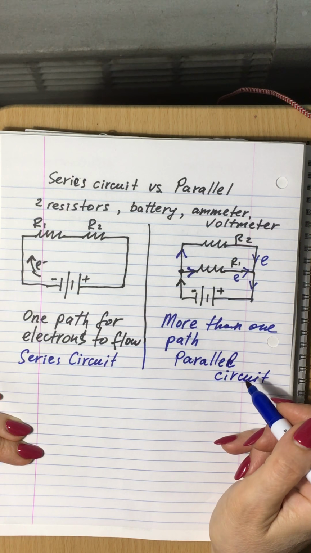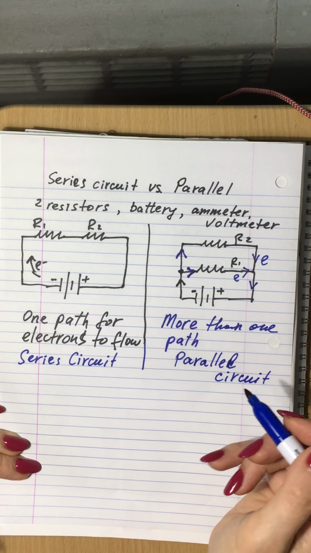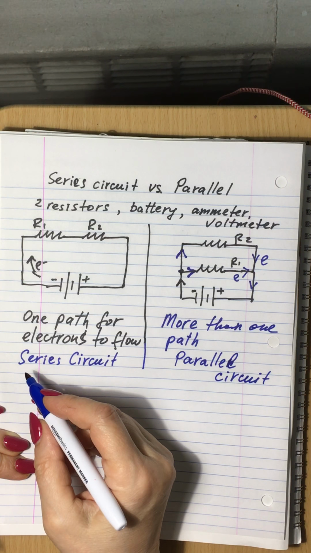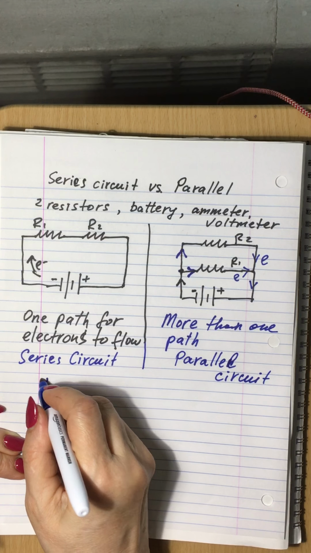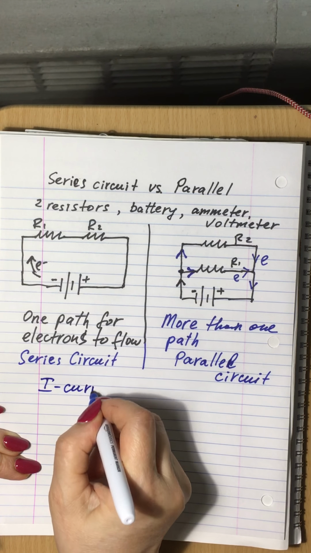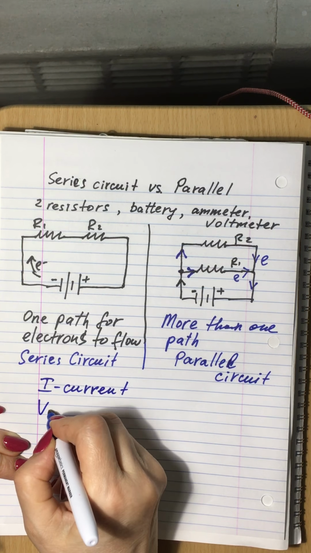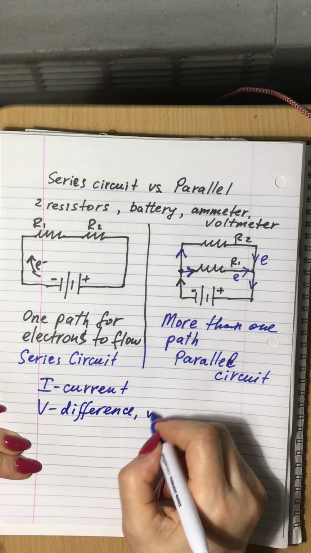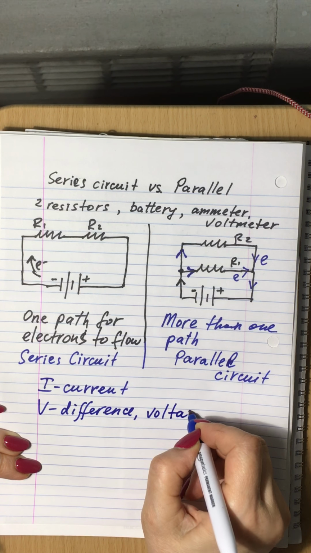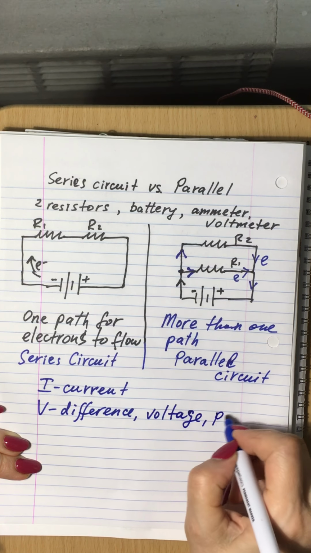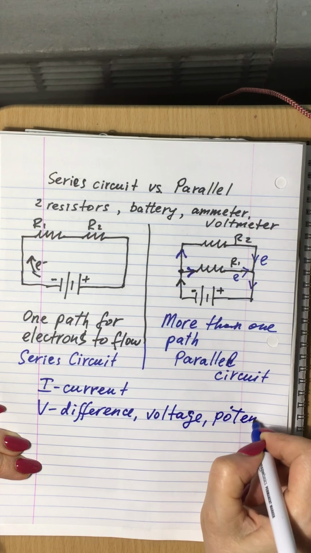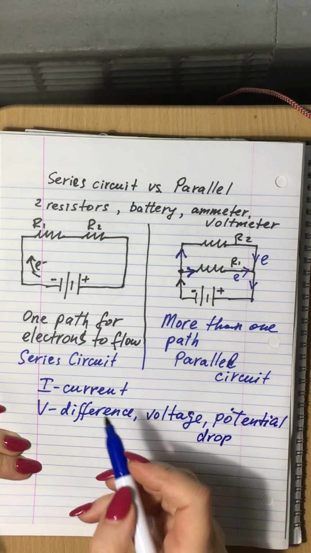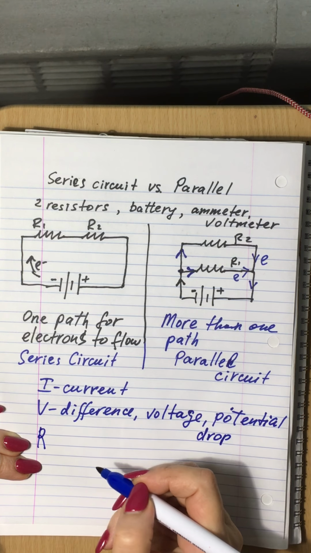it's called a parallel circuit. Okay, so every electrical circuit needs to be described by current, potential difference, sometimes it's called voltage, sometimes it's called potential drop. Okay, and of course resistance.